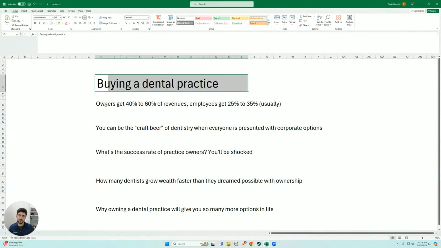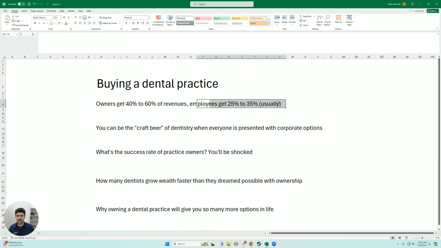When we're thinking about buying a dental practice, the first thing I want to point out is just how it all works. Why are owners usually better off financially than employees? The big gist of it is employees get 25 to 35% of the revenues that they're producing. This is usually how it works out on the back end, math on the napkin, so to speak. That's just generally what I see happen. Owners tend to get 40 to 60% of revenues, depending on what part of the country you're in, how high your overhead is, et cetera.